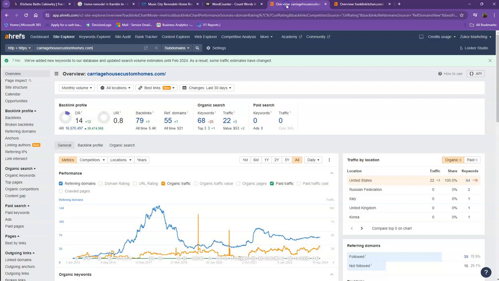Let's go ahead and take a look at the numbers as well. So we have here Ahrefs, one of the paid tools that we're using for us to have some more information on the back end of your website.